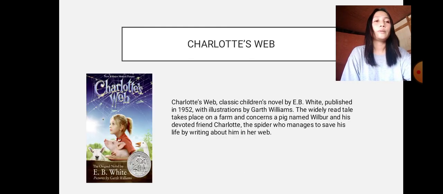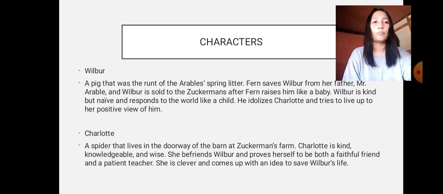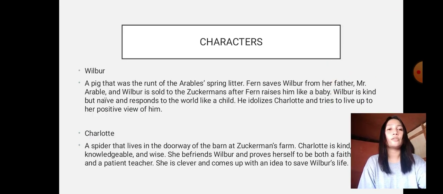So, Charlotte's Web is a classic children's novel by E.B. White, published in 1952 with illustrations by Garth Williams. The widely read tale takes place on a farm and concerns a pig named Wilbur and his devoted friend Charlotte, the spider who manages to save his life by writing about him in her web. So these are the characters of the story.